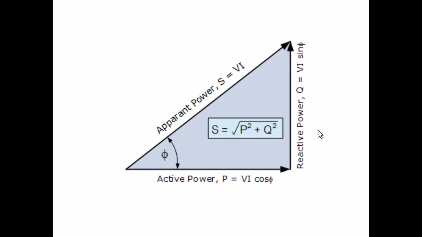Finally, we have apparent power. Apparent power is measured in kilovolt amperes. This is the total power delivered by the source to the load, and it includes both the real and reactive components. Apparent power represents the overall load demand on the system, what the generator and transformer must supply. Visually, these three powers form the sides of a right-angled triangle. The horizontal leg represents the real power or active power. The vertical leg represents the reactive power and the hypotenuse represents the apparent power.